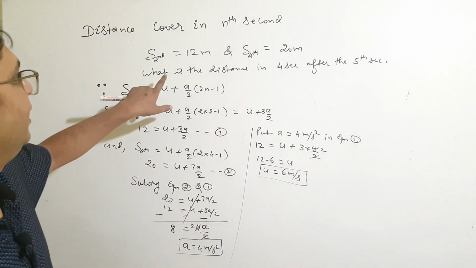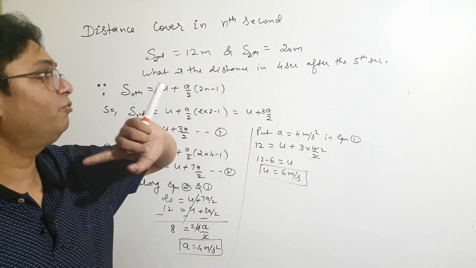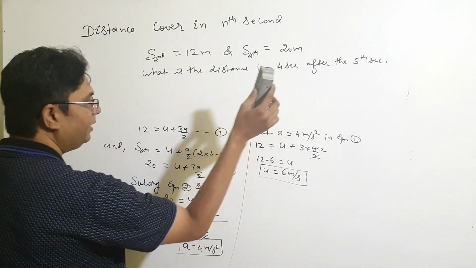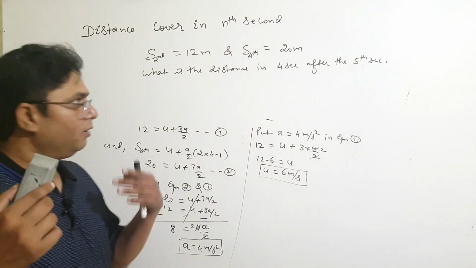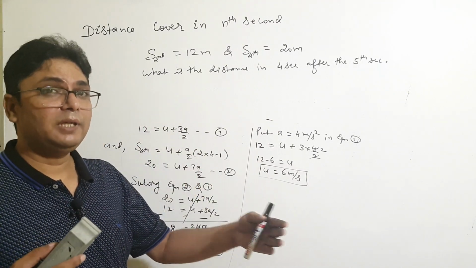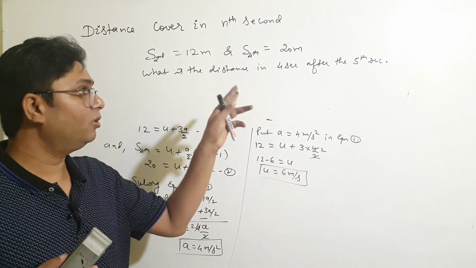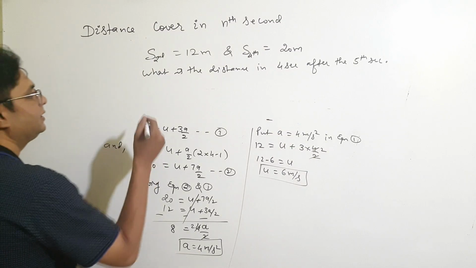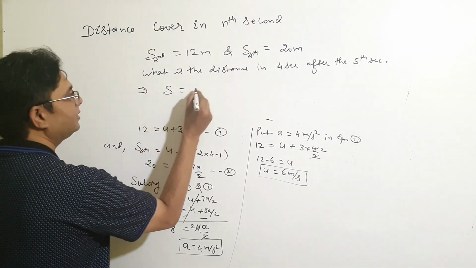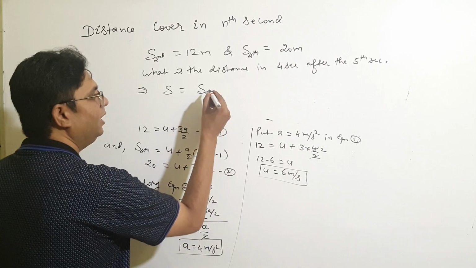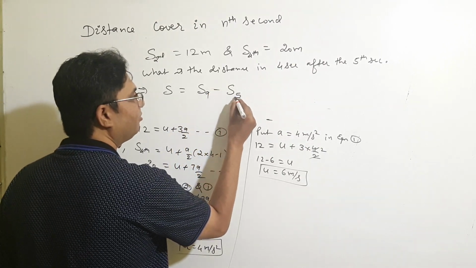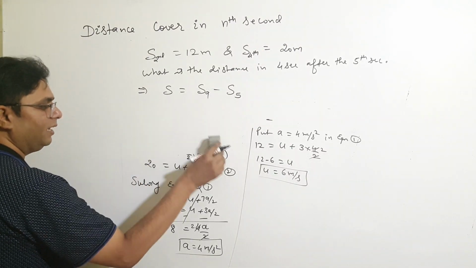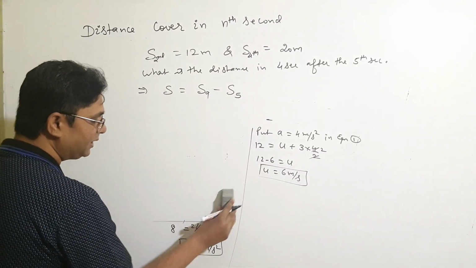Now we already have what is u, and we have what is a. We are going to find the distance covered in 4 seconds after the 5th second. This means you have to find the distance covered in 4 seconds after 5 seconds, that is, 4 plus 5 is 9 seconds minus 5 seconds. So the desired distance S is the distance covered in 9 seconds minus the distance covered in 5 seconds.